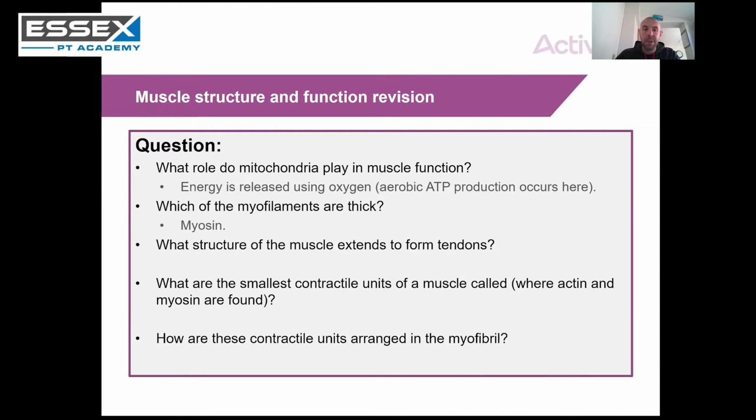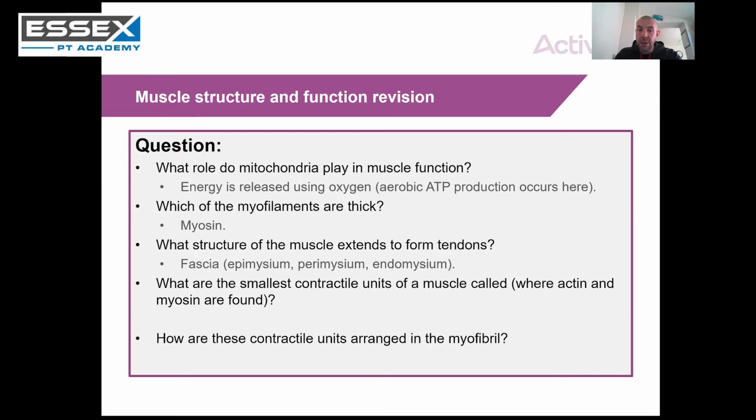So if you need to, you can jump back on the slides. And again, if you want this PowerPoint up at the same time as we're doing this and have a split screen, then that might help you as well. What structure of the muscle extends to form tendons? That's the fascia, and we can talk about the fascia a little bit later on, and that's going to be included in your presentation.